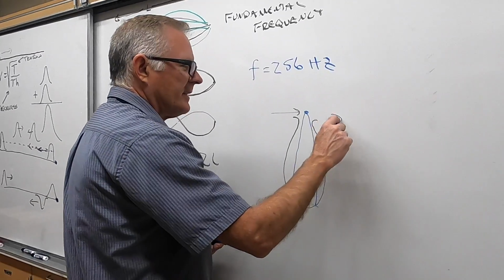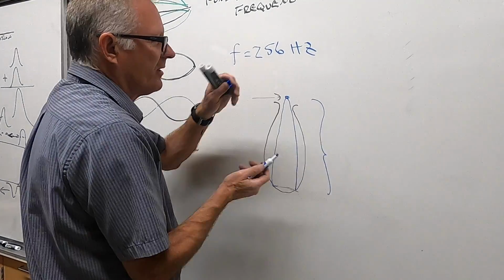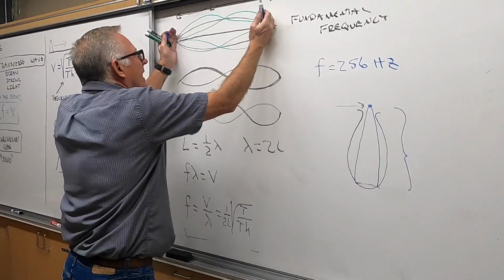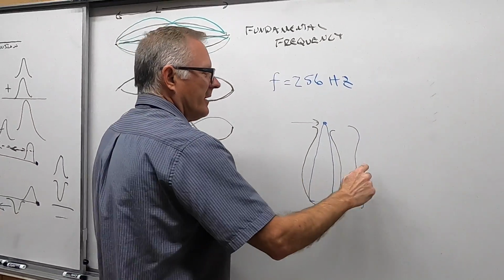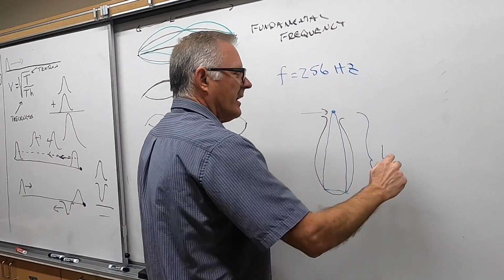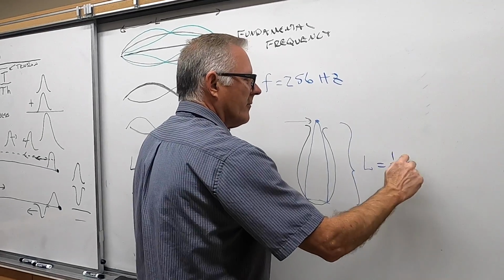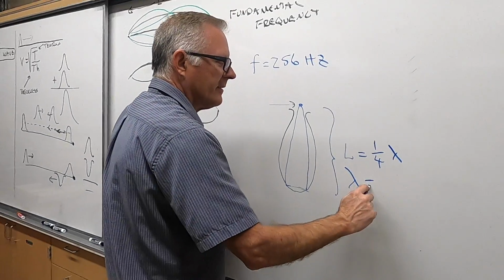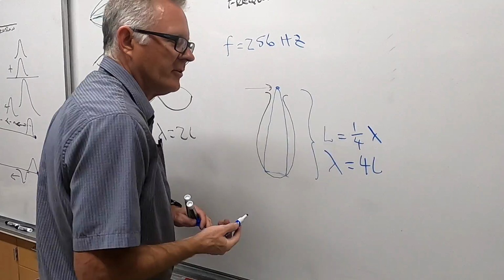And you notice this is 1/4 the wavelength because it's half of that. So here, the length of your jug is 1/4 of the wavelength, or the wavelength is 4 times the length of your jug.